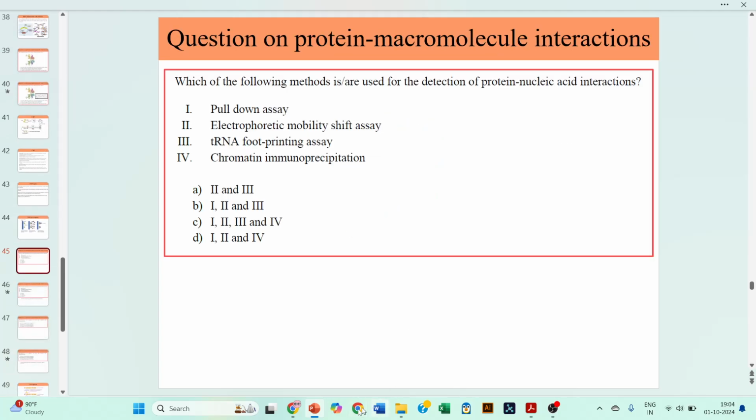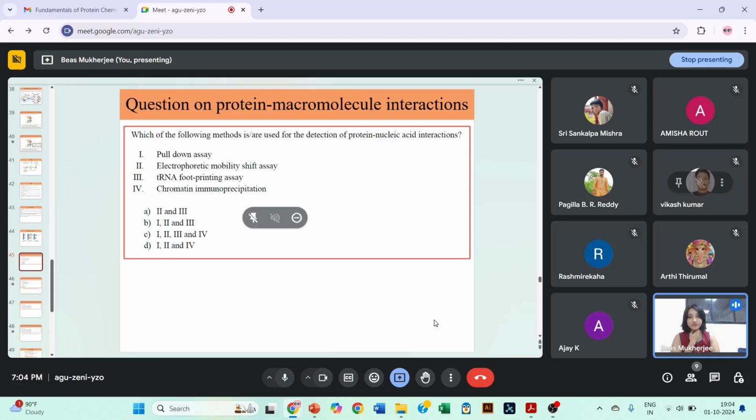Okay, now we have a question. Try to solve this. Which of the following methods is or are used for the detection of protein nucleic acid interactions? The first one is pull down assay. The second one is electrophoretic mobility shift assay. We learnt about EMSA in the previous slides, right? And we have tRNA footprinting assay, and we have chromatin immunoprecipitation. So D is 1, 2 and 4, right?